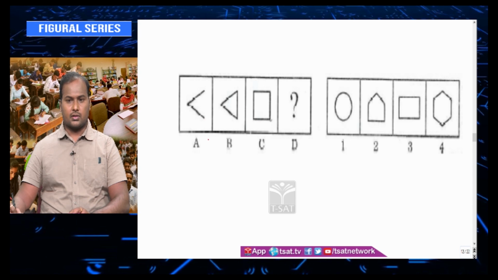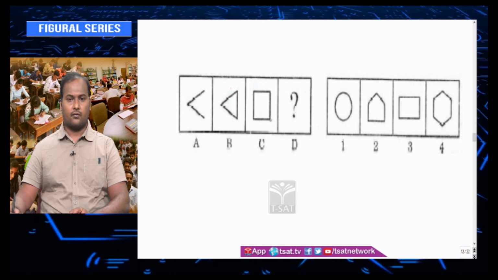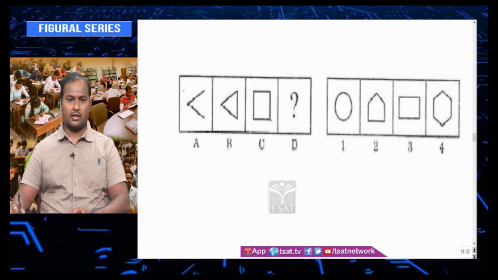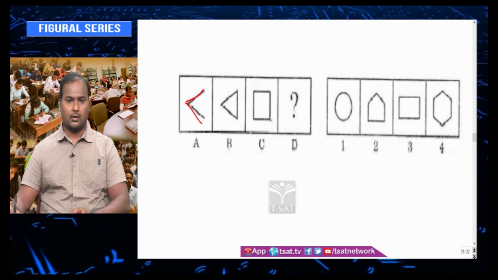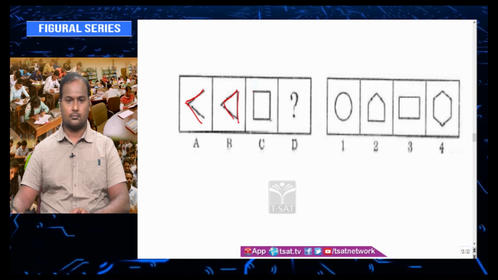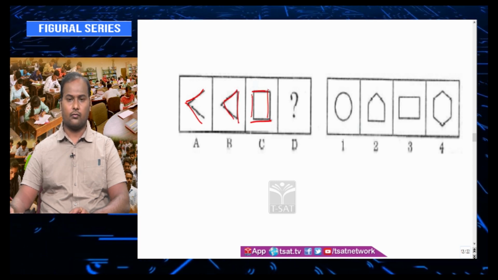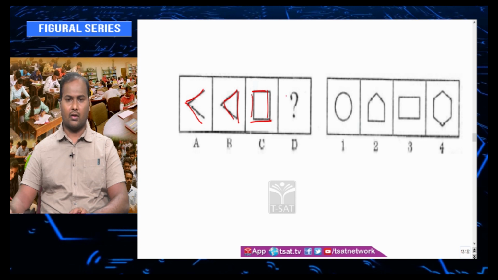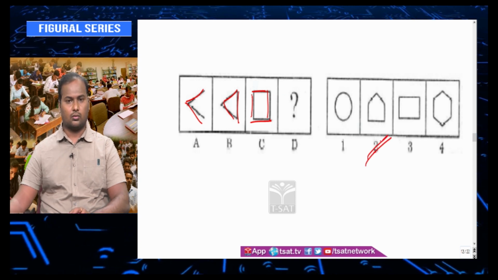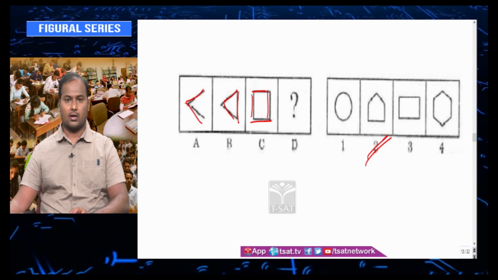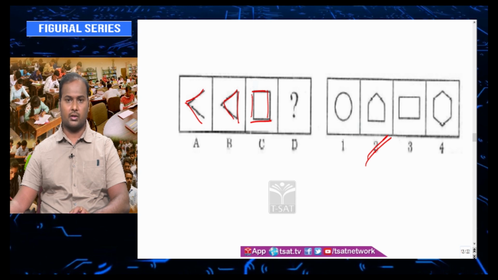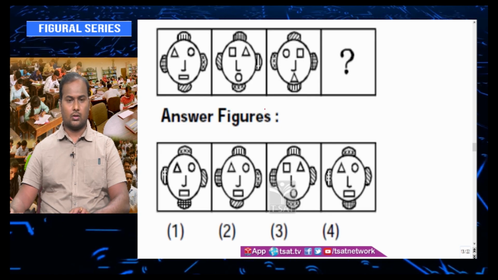See, in this question, what you can observe is the addition of one line. The simple change is the addition of one line. Here there are 2 lines. Here there are 3 lines. Here you have 4 lines. Obviously your answer will be 5 lines. So your answer is option 2. There is an addition of one line, which is the change you can observe in this particular series. Look at this question.